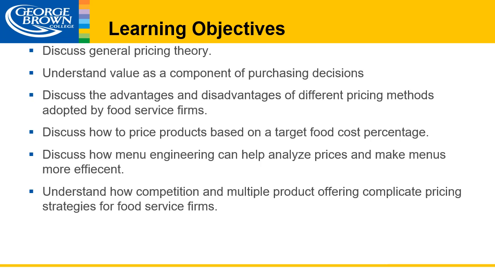And then we're also going to understand how competition, location, and multiple product offerings complicate pricing strategies for food service firms. In our industry, there is a ton of competition, and we need to take that into consideration when pricing our products, because if you have the same or very similar products as somebody else, you have to be aware of how you're pricing them, because if you price them too high, you're going to drive volume to your competitors. So we'll be speaking about that as well.